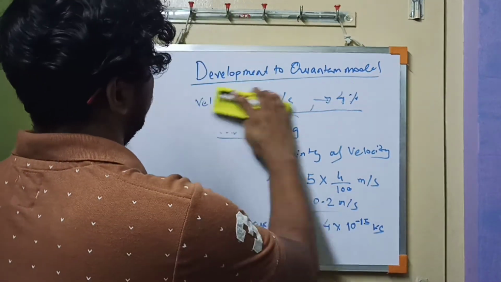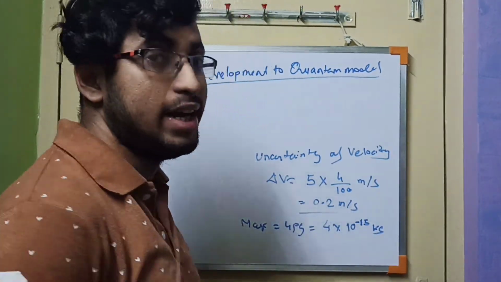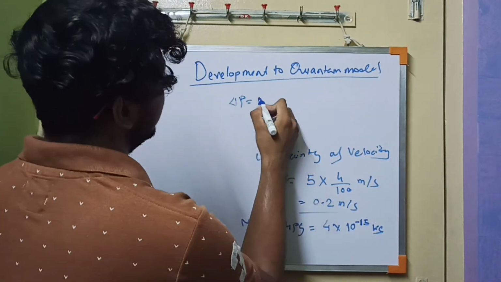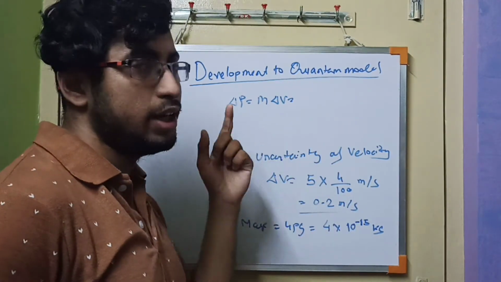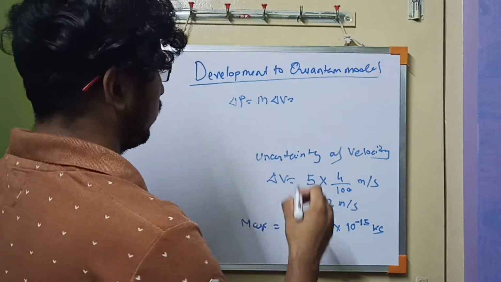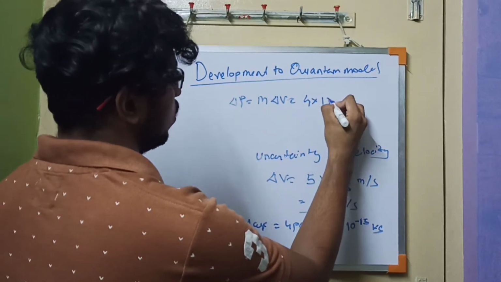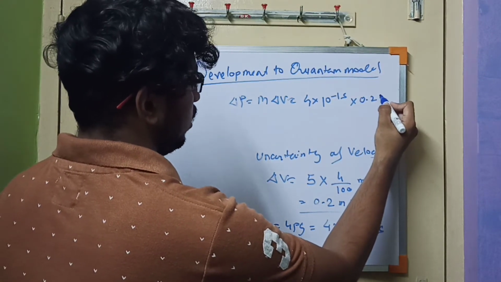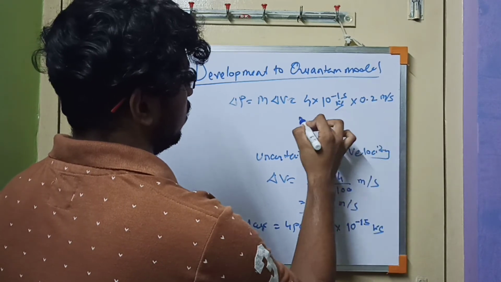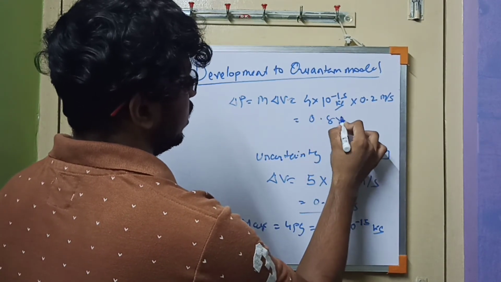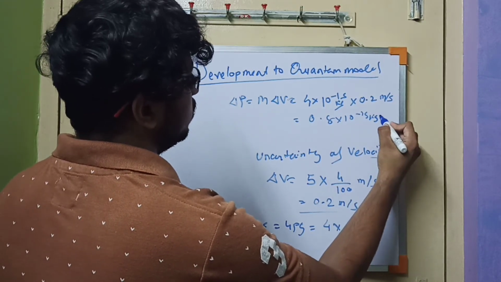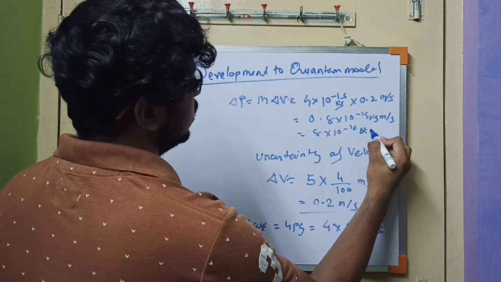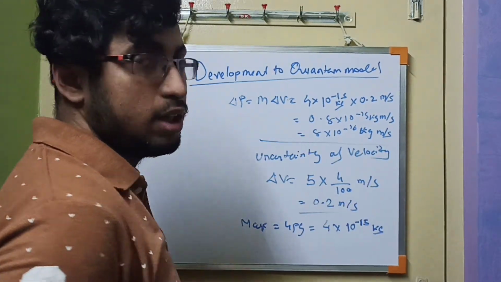Now we have to calculate the delta p value. Delta p, or the uncertainty of momentum, is equal to m into delta V, that is, mass into the uncertainty of velocity. The mass is 4 into 10 to the power minus 15 and the velocity uncertainty is 0.2 meter per second. So it will be 0.8 into 10 to the power minus 15 kg meter per second, or 8 into 10 to the power minus 16 kg meter per second. So we have also calculated the momentum.